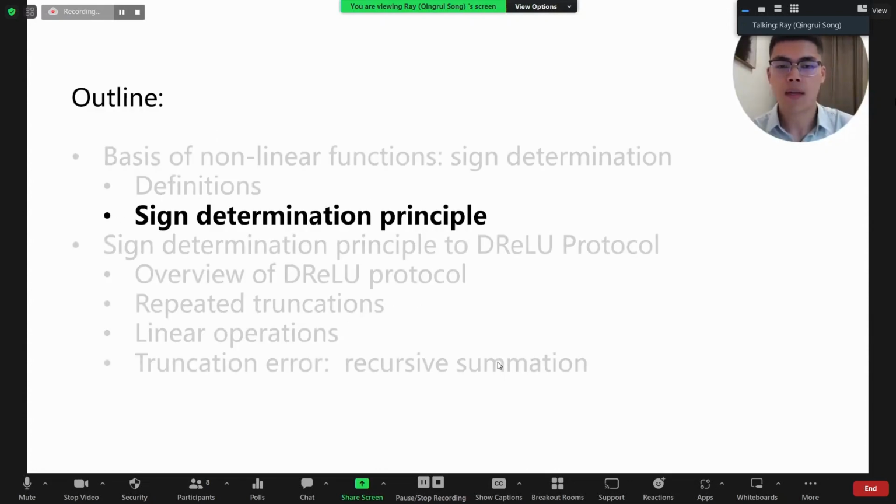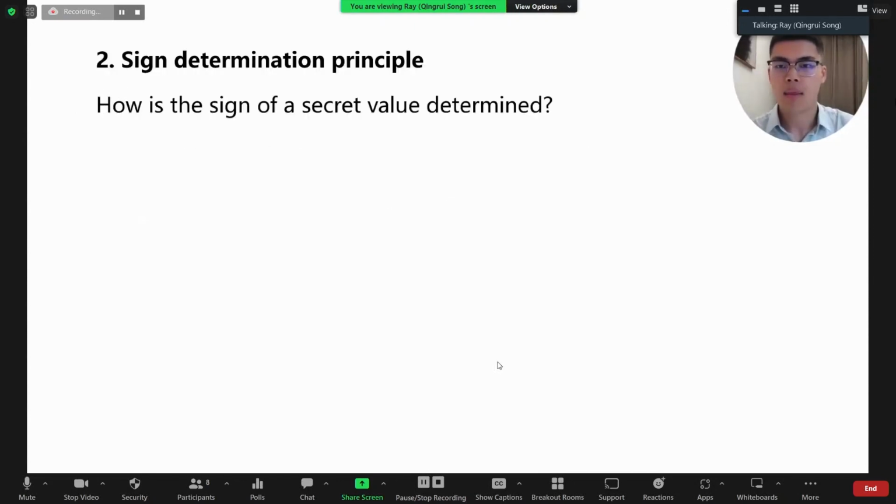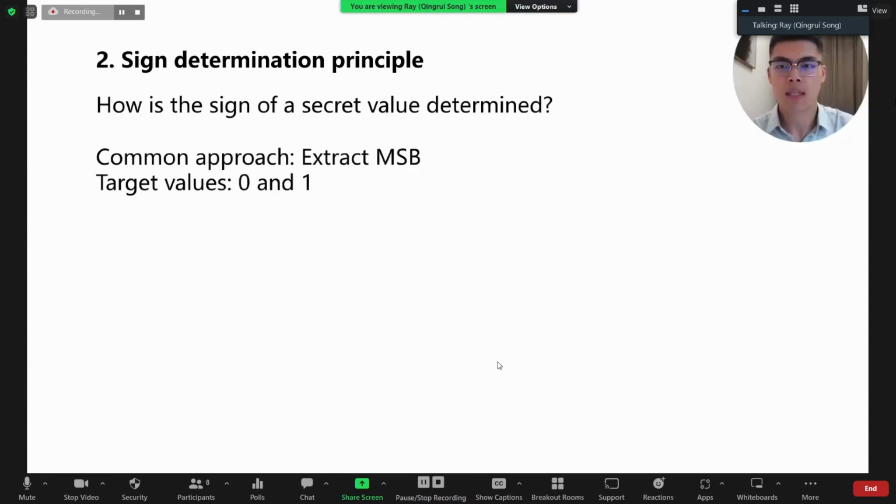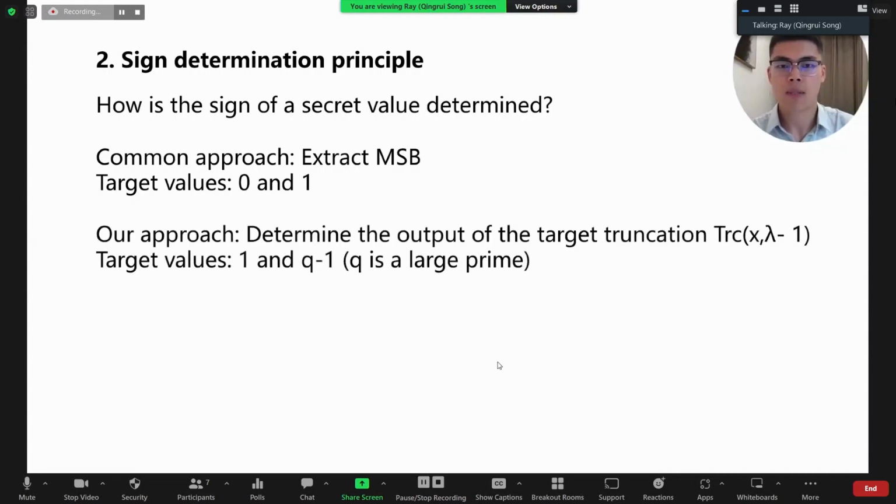Okay, now with these two definitions, we are ready to introduce our key sign determination principle. To determine the sign of input, the commonly used method is to extract the most significant bit of the input. However, we determine the sign of the input based on the output of a target truncation, which is the truncation of x to lambda minus 1 bits. Our target values are 1 and q minus 1, where the output of 1 indicates a positive input, and the output of q minus 1 indicates a negative input.